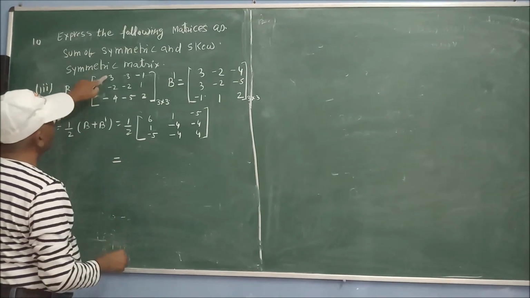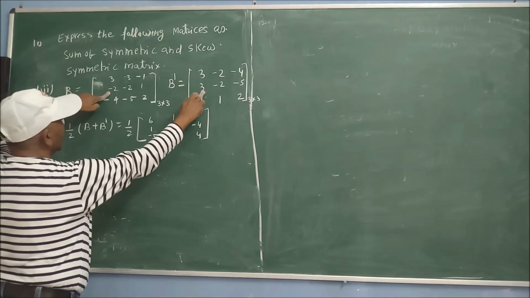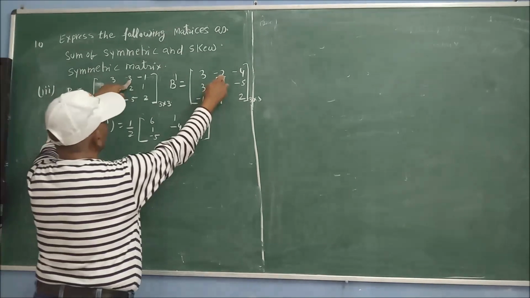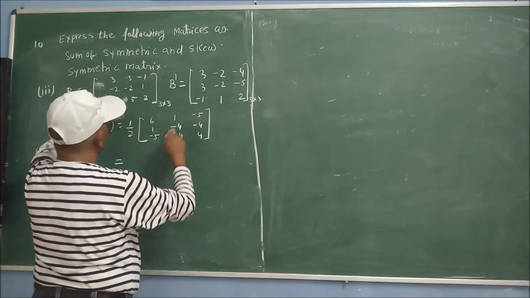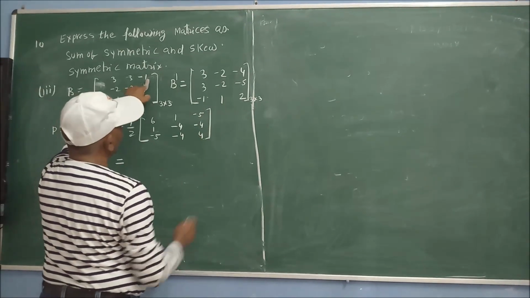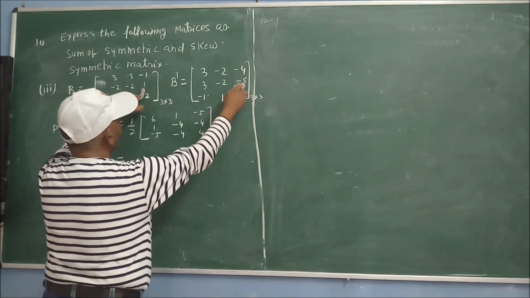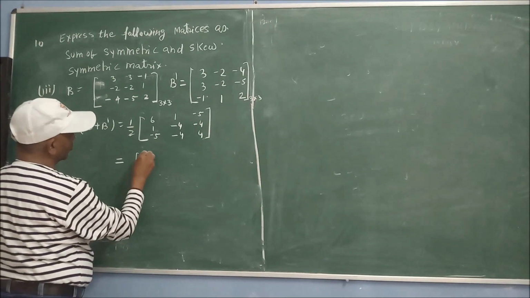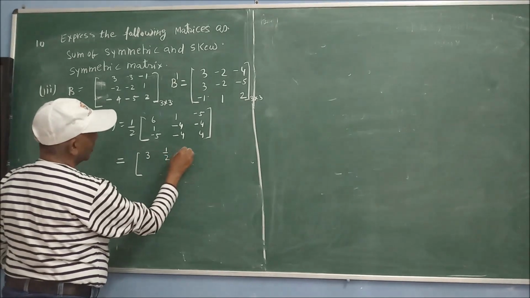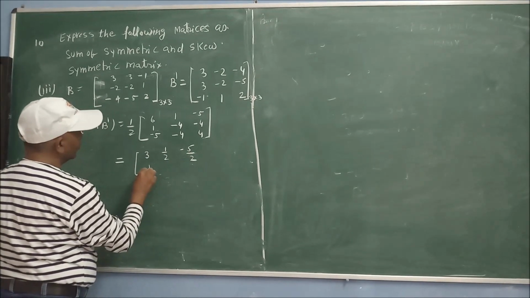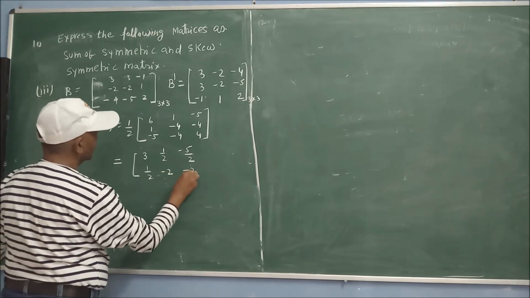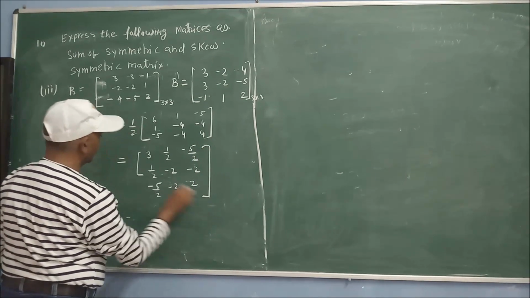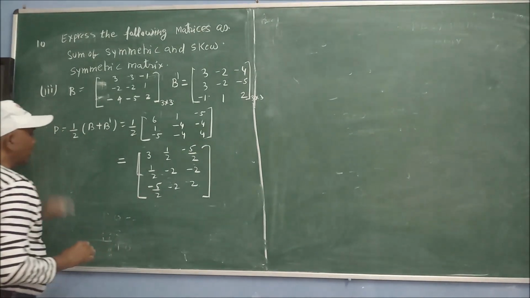So this will be equal to 3 plus 3, 6; minus 2 minus 3, minus 5; minus 2 plus 3, 1; minus 4 minus 1, minus 5; 3 minus 2, 1; minus 2 minus 2, minus 4; minus 5 plus 1, minus 4; minus 1 minus 4, minus 5; 1 minus 5, minus 4; 2 plus 2, 4. So this can be written as 3, 1 by 2, minus 5 by 2, 1 by 2, minus 2, minus 2, minus 5 by 2, minus 2 and 2. This is the value of matrix P.